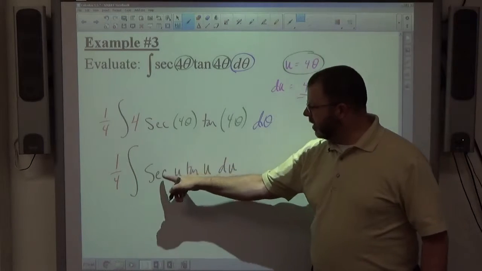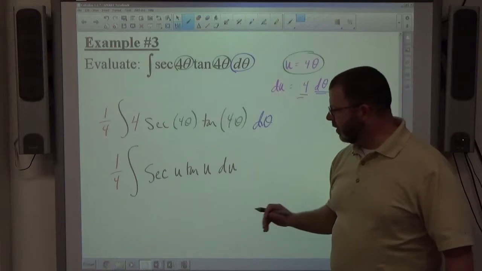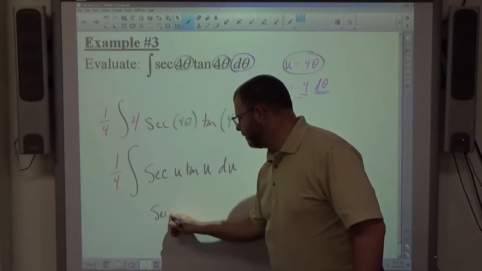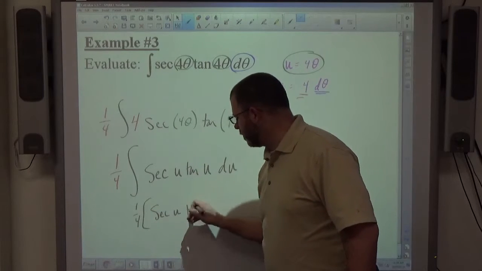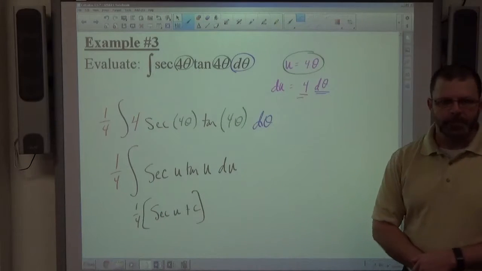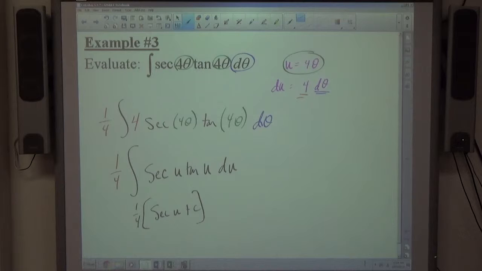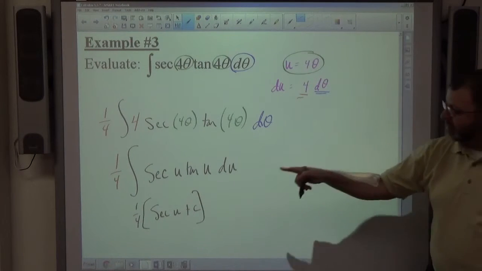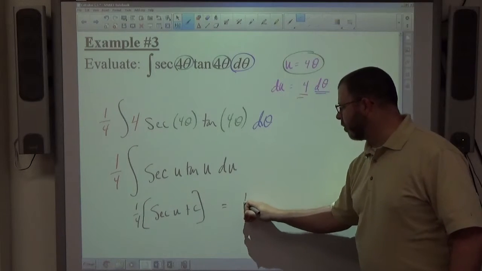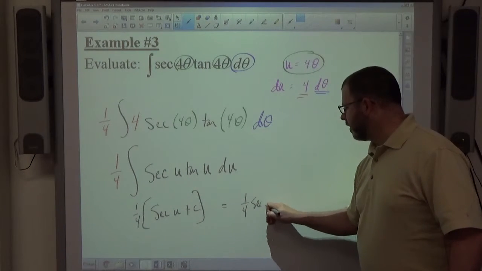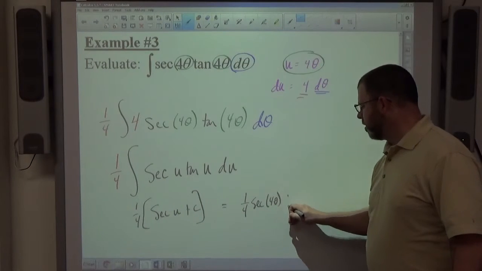If I saw secant u, tangent u, du in 5.3, the answer is secant of u plus c. It's being multiplied by the 4th, of course. And then what's left to do is we get the answer back in terms of theta. So that says u is equal to 4 theta. So the answer I'm going to go with is 1/4 secant of 4 theta plus c.